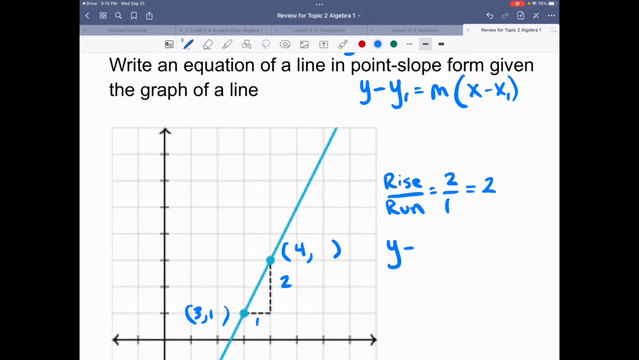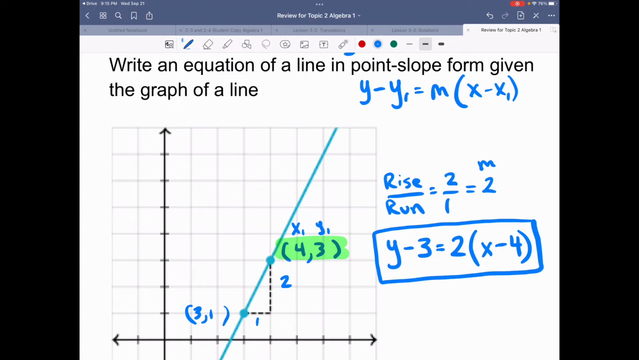Good. 4, 3. Now, since I said I was going to use this point, this is the one I'm going to use. Okay? So my x1, y1 are going to get plugged into this equation. So my y1 was 3. My slope is 2, so that's my m. And then I have x minus my x1, which is 4. And that is it for writing the equation in point-slope form.